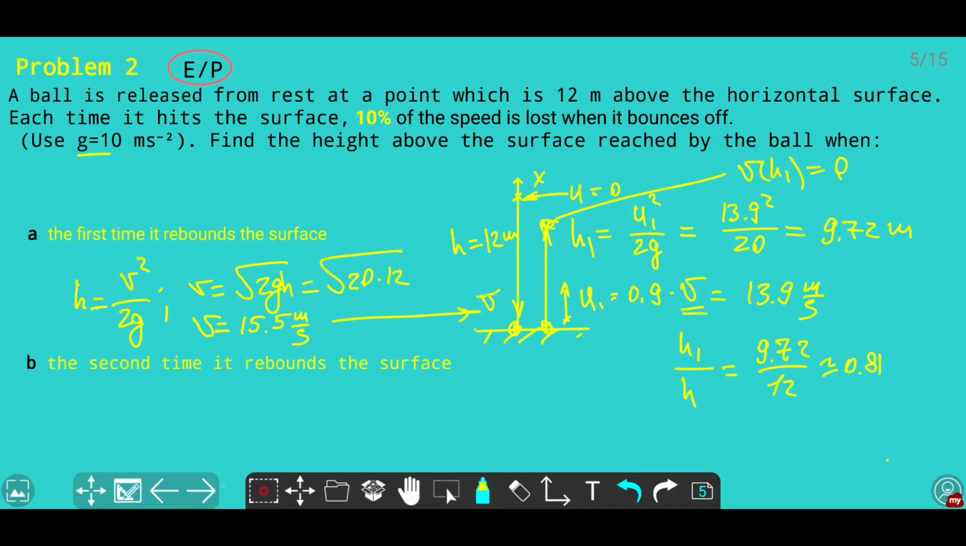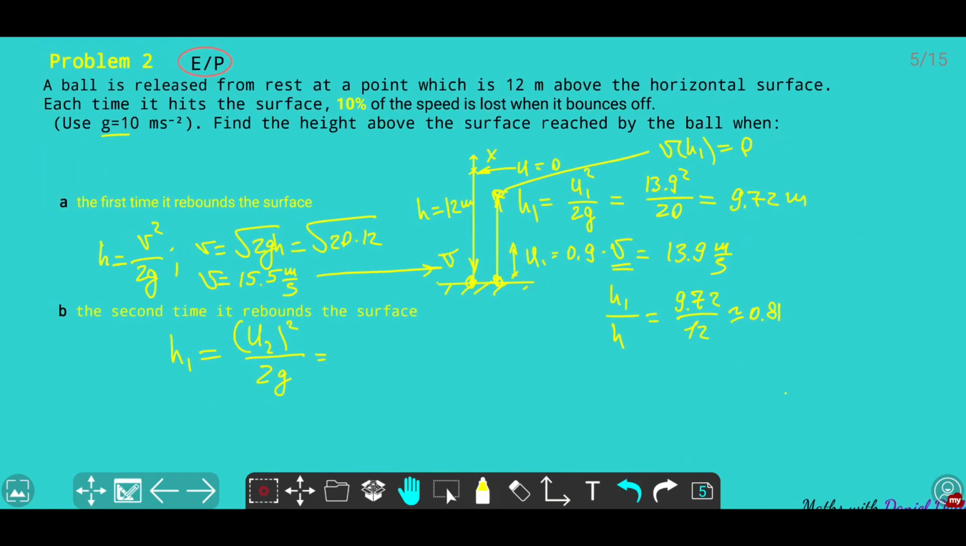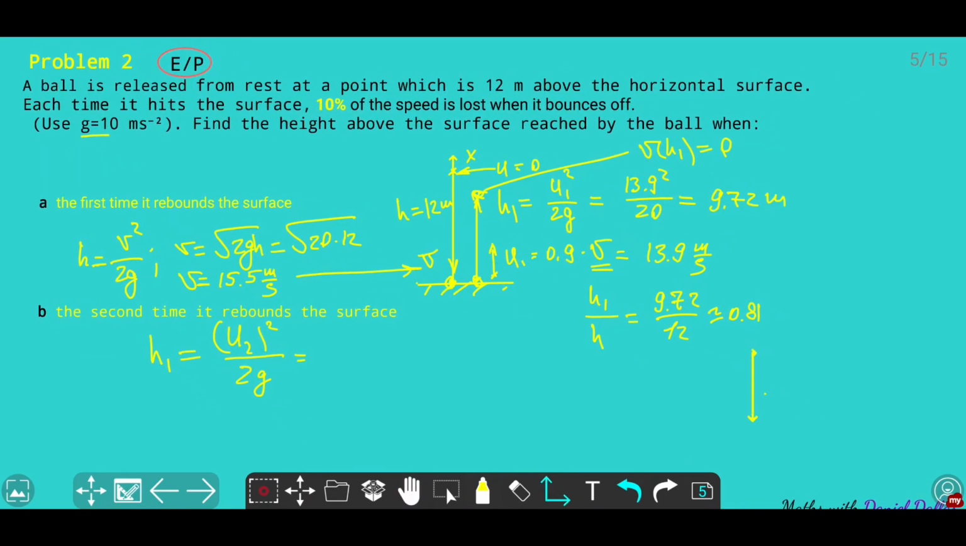Okay, so the second time it rebounds off the surface. Now, what we can do, we can apply the same approach, and simply say that u1 squared becomes u2 squared, so that's going to be u2 squared over 2g. Okay, and now we need to understand what u2 is in terms of u1. We've calculated u1 as 13.9, and I'll maybe draw a small picture here, which means that right now it bounced off the second time. So that was the initial height, that was the first bounce off, and here is going to be the new one, which is obviously smaller, okay? And this is the ground surface.